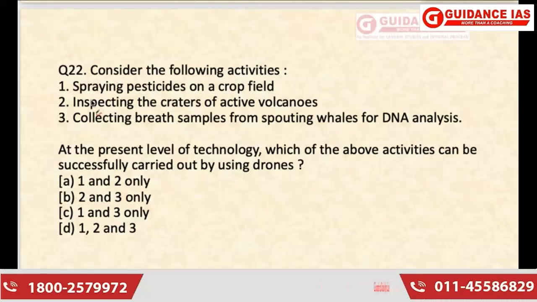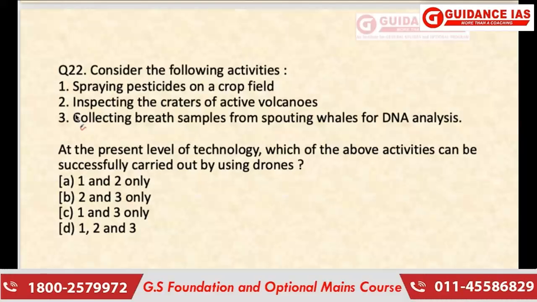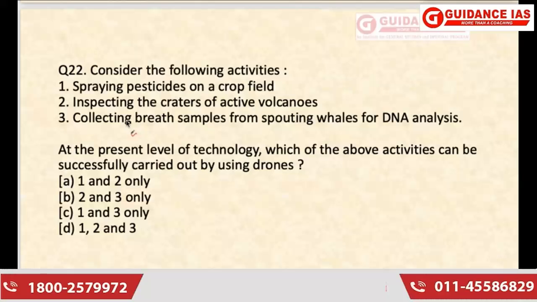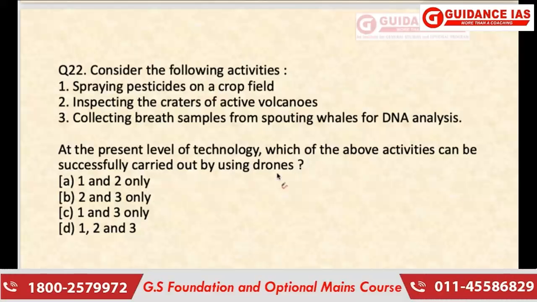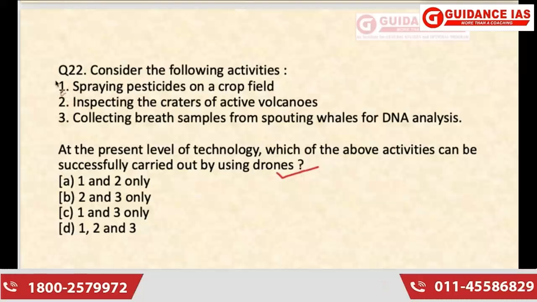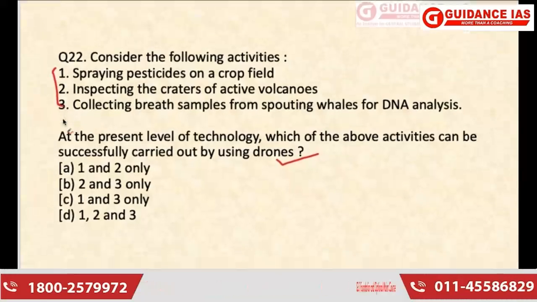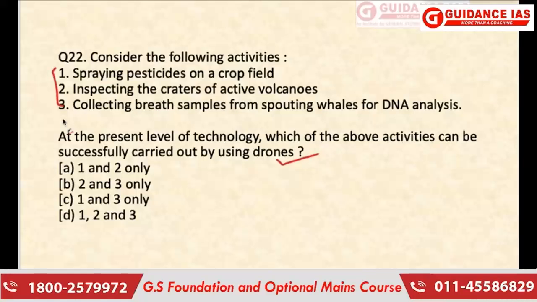Consider the following activities: spraying pesticides on crop fields, inspecting the craters of active volcanoes, collecting breath samples from spouting whales for DNA analysis. At the present level of technology, which of the above activities can be successfully carried out by using drones? Out of all these, what can we do using drones? Okay, so pretty much we can do all of the three which are mentioned here. We can spray the pesticides.